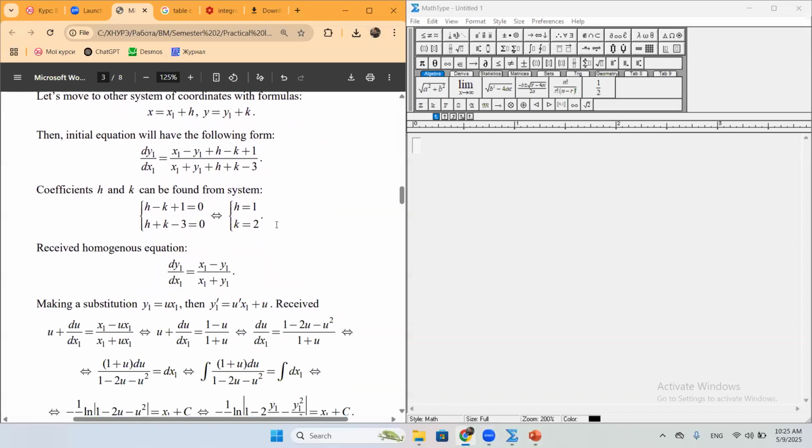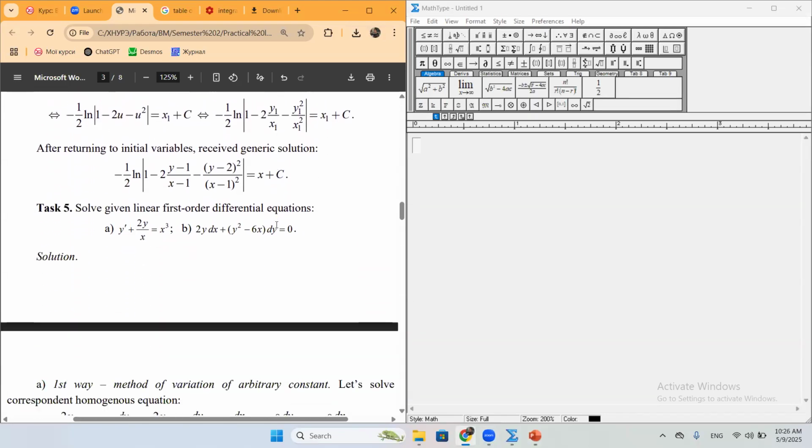So now we will solve linear equations. So what actually does a linear equation mean? It is an equation for which the derivative and the function, y prime and y, have the power of 1. And how to solve linear equations?